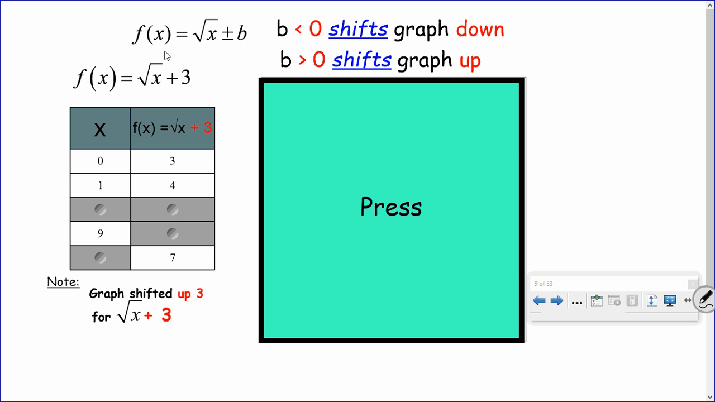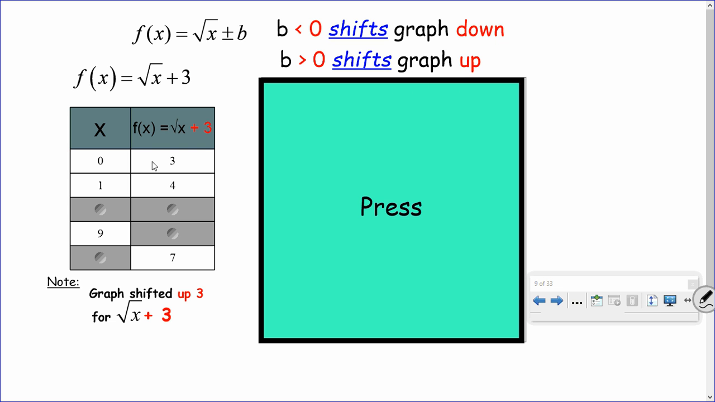Okay, we have now f of x equals the square root of x plus or minus b. So b also has an effect on our graph. Where b is less than 0, so we're talking numbers that are negative, it has a downward momentum and shifts the graph down. Here we also have a plus 3 in our function, so we're adding 3, and when you add, it has an upward shift, so it'll take your graph and shift it upwards.